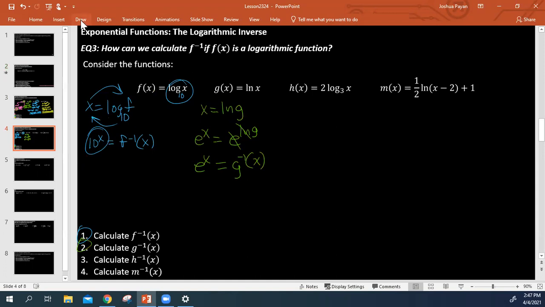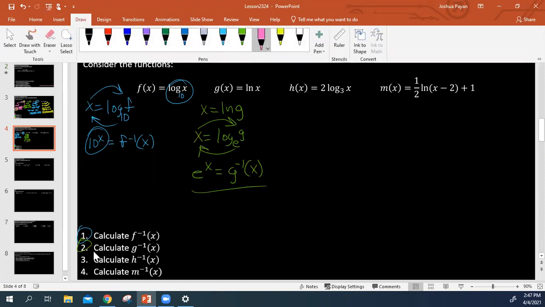Okay, another way to look at that is the same way as how I did the last problem, if this way was a little bit confusing. So if you still need that visual, just rewrite natural log as log base e, right? And just draw the arrows. So e to the x equals g, and we know that's going to be g inverse, right? And we get the exact same answer. Okay, whatever works for you, whatever helps your brain, right?